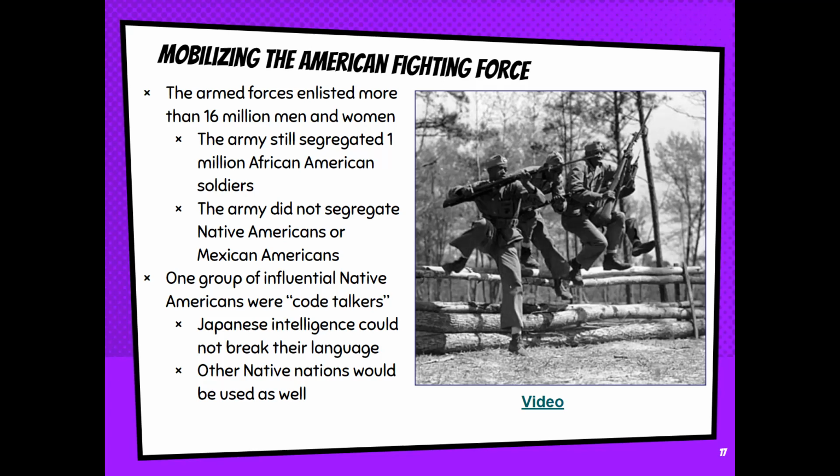One important group of influential Native Americans were code talkers. There's been movies and documentaries made about them. Basically, Native Americans would speak their native tongue. The most famous example of this is the Navajo, but other groups did this too, like the Choctaw. And they would talk to each other in their native language over radios. And when the Japanese would hear their language, they wouldn't be able to tell what they were saying. It was an unbreakable language they couldn't figure out.